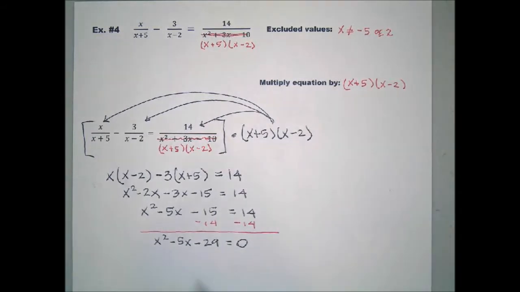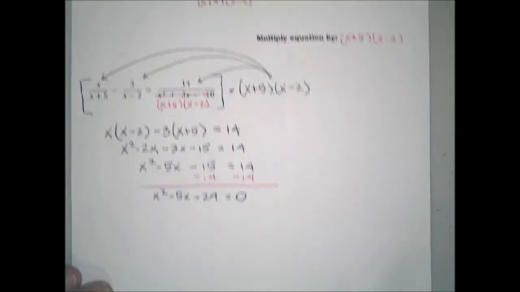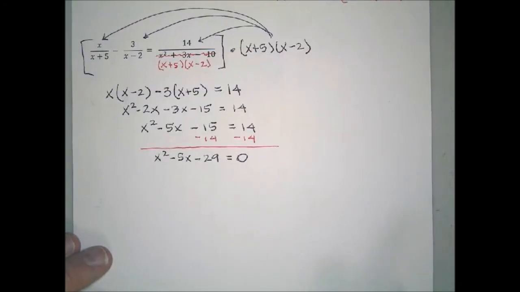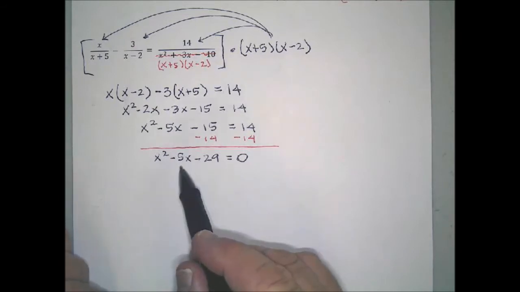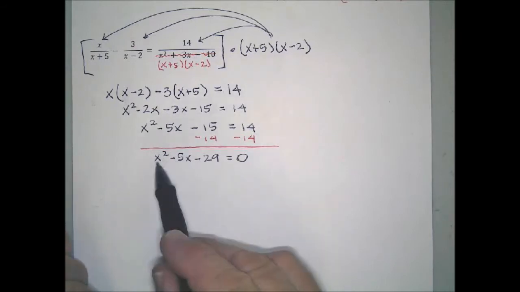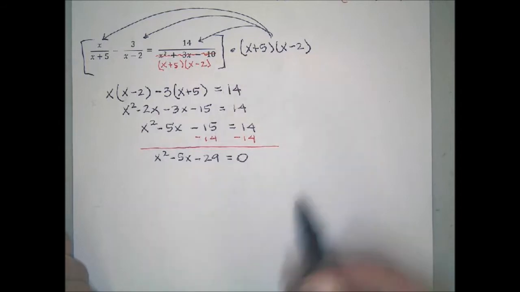Now this is not factorable. There are no factors of negative 29. Negative 29 is a prime number, so there are no factors of 29 that give me a sum of negative 5. So I'm going to use the quadratic formula to solve this answer.